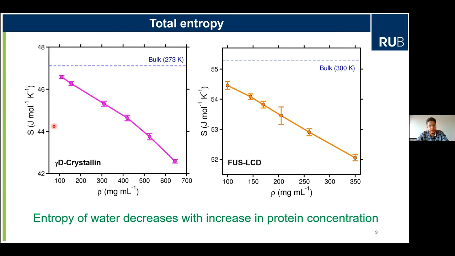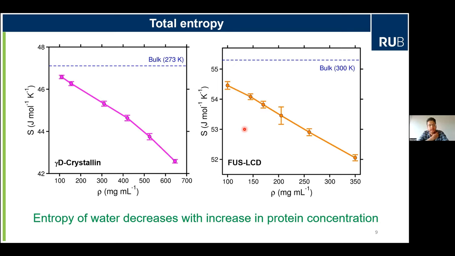So here I have plotted the total entropy of the water in the systems as a function of protein concentration. On the left-hand side, we have this graph for gamma crystalline, and on the right-hand side, we have the same for FUS-LCD. You can see that with the increase in protein concentration, the entropy of the system decreases, which is kind of expected because the constraint is increasing.